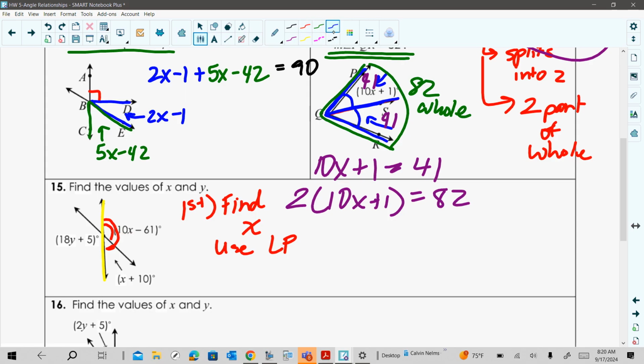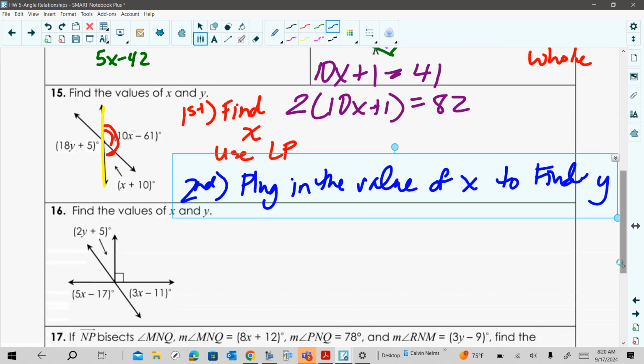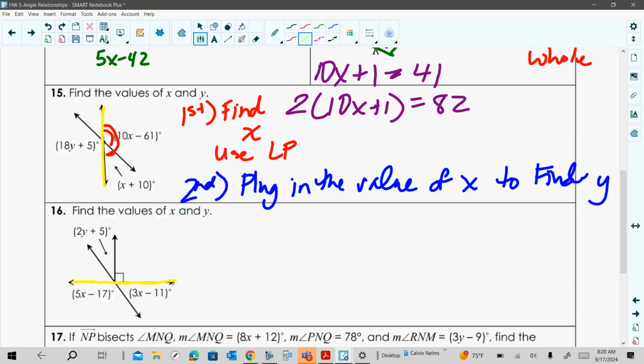So first find x, then you're going to plug in the value of x to find y. If I'm doing number 16, I should again use this line and these two angles being a linear pair. First, we're doing a linear pair with x, and then plug it in to find y.